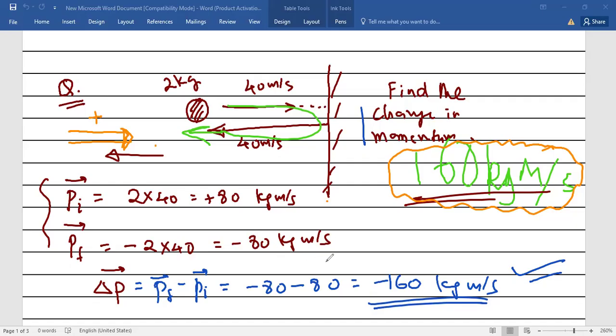Yes. So this is the basic concept about momentum. Now we will do some problem practice after this.